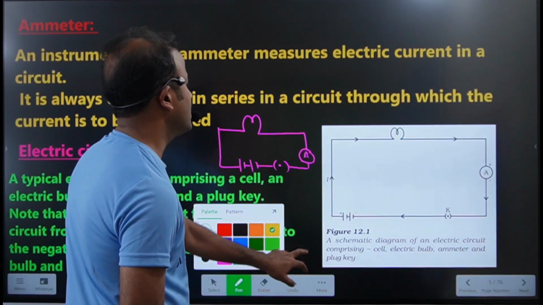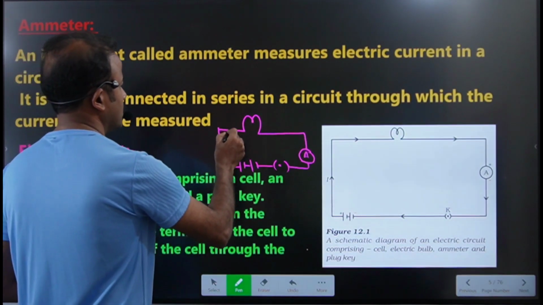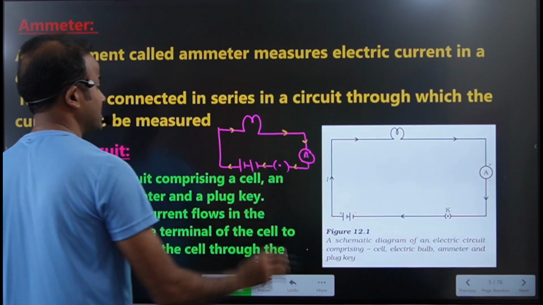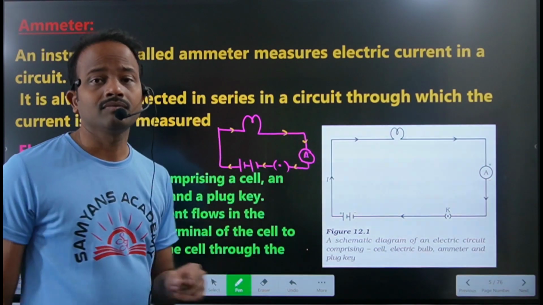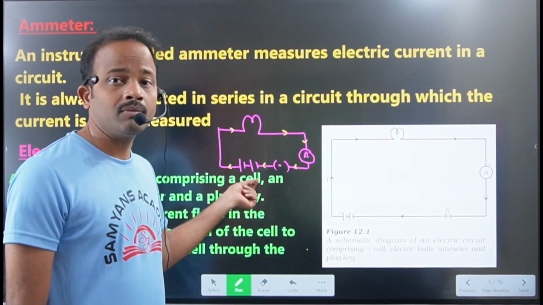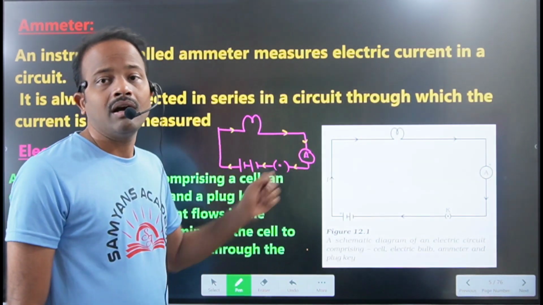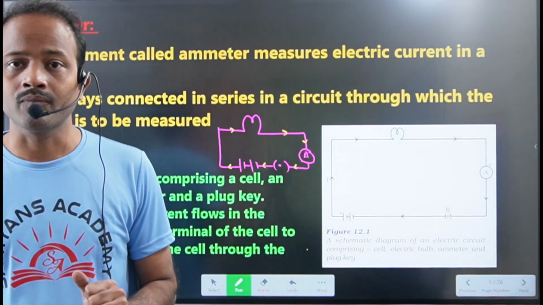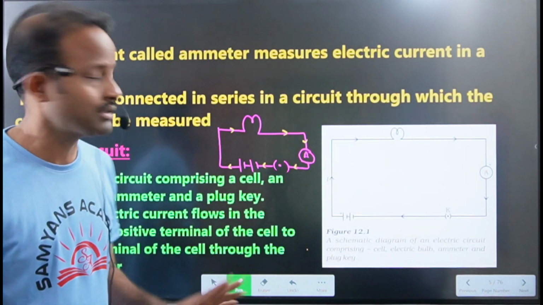Now you have to put the arrow marks for the flow of electric current. The current flows from the positive terminal of the cell to the negative terminal of the cell through the bulb, through the ammeter, through the key, and finally it reaches the negative terminal of the battery. And all together we call it an electric circuit. In this electric circuit, how is the current flowing? From the positive terminal of the cell to the negative terminal of the cell through the bulb, through the ammeter and switch key, and finally it reaches the negative terminal of the battery. And all the components together form a closed circuit, which we call an electric circuit, not an open circuit.